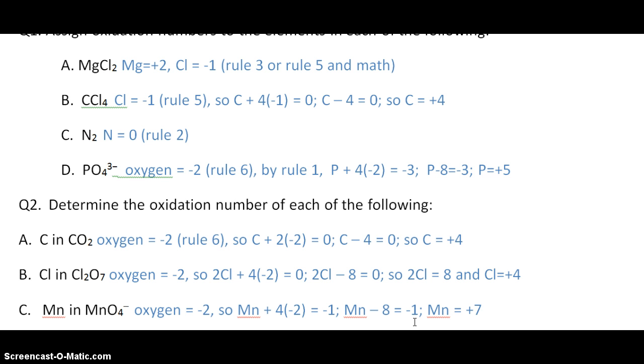This is so important for this chapter and for understanding how to figure out oxidation reduction reactions at all. So I really want you to be able to do this. There's lots of examples in the book. If you still don't get it, we can go over it again on Monday.